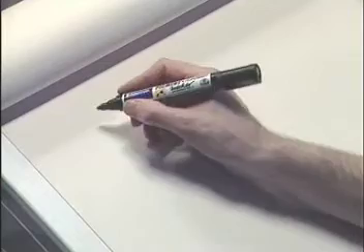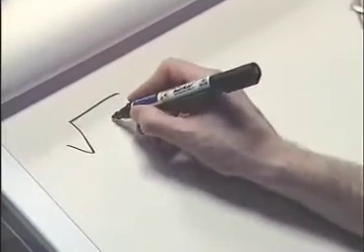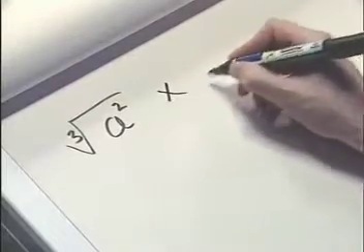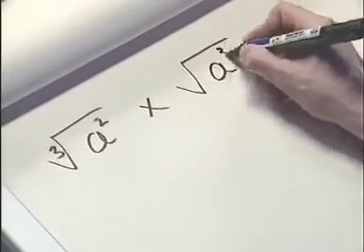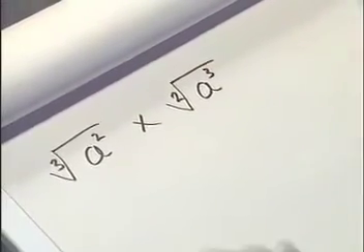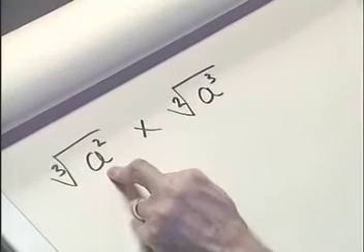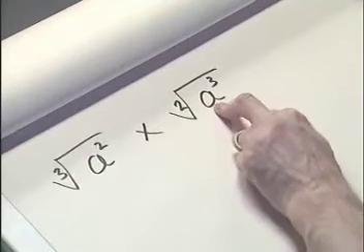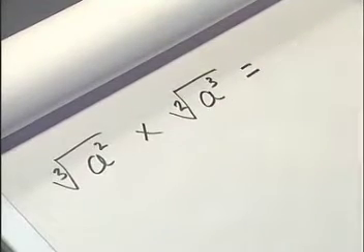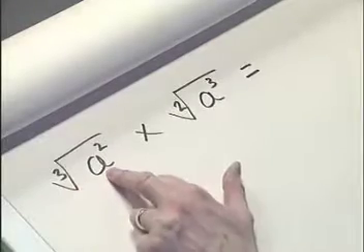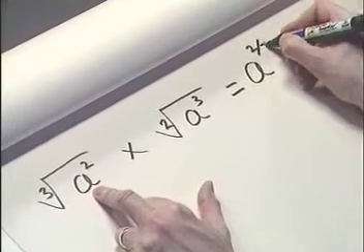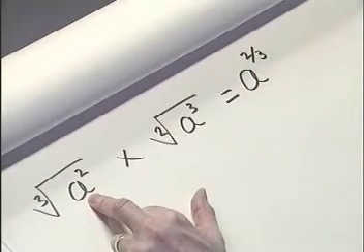Now then, if we take something that looks a little bit complicated, so what have we got here? We've got the cube root of a squared times by the square root of a cubed. First of all, let's write these as indices. This is the cube root of a squared. So that means a squared and take the cube root. In other words, a to the 2/3.